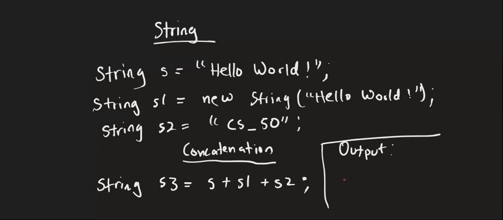The output is going to be, so first we have S, which is hello world. And then it has S1. There's no space though. It's just going to be another hello world right after it. And these, fine, I'll just write it. It's hello world. There is a space in between the hello and the world.